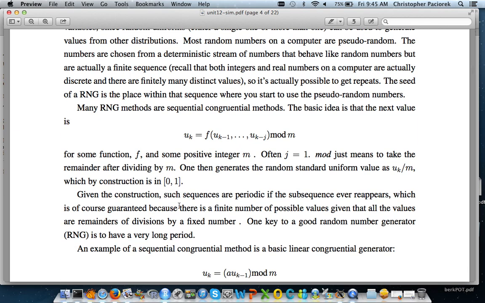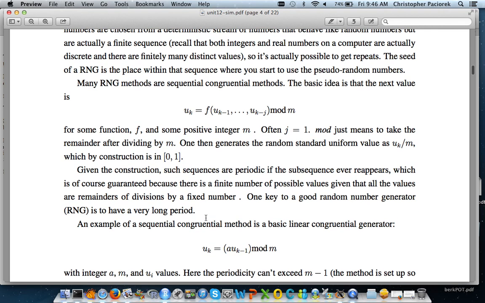And in order to get things between 0 and 1, well, if I'm dividing by m, then the biggest value I can get is going to be basically m. So I'm going to generate the UKs. I'm just going to keep marching along and generating the next one, the next one, and the next one. And then to actually have my standard uniforms, I'm going to divide each of those values by m. So that'll put it between 0 and 1. Okay. Any questions about that?